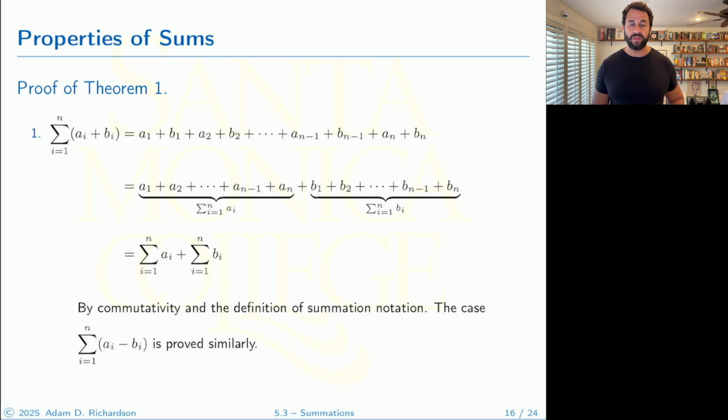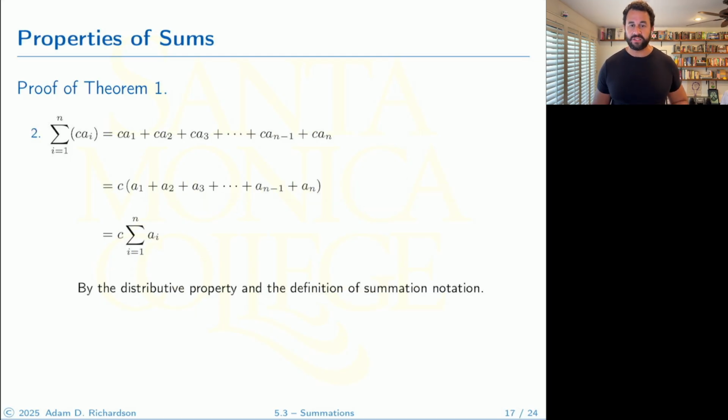You basically group the a terms and the b terms together, and then you can factor things out, and it'll work out the same way. It's very similar. All right, now let's do the second property. This is just an extended version of the distributive property.